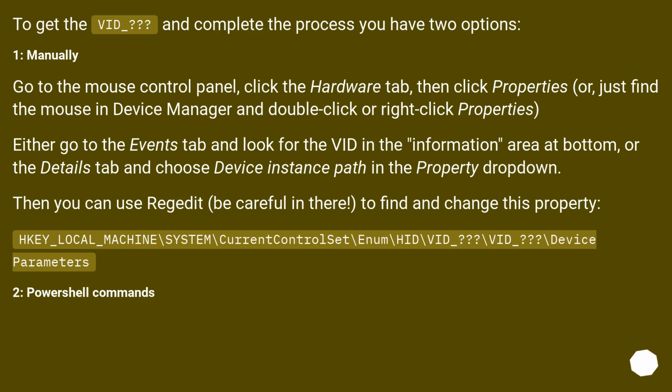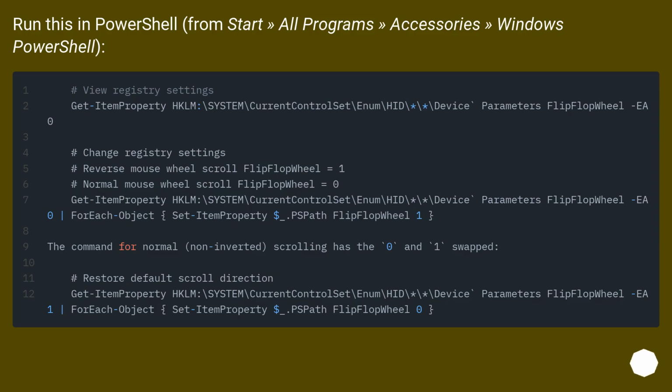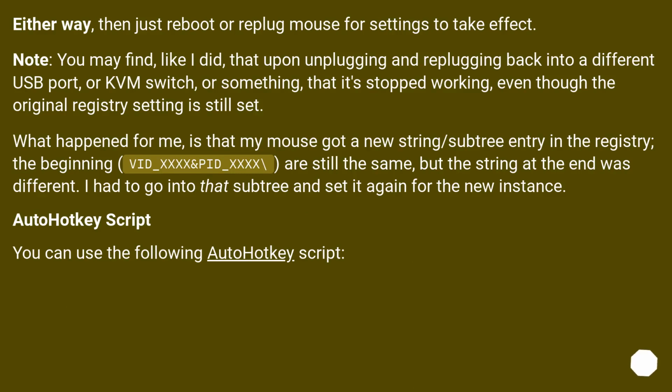HKEY_LOCAL_MACHINE/SYSTEM/CurrentControlSet/.../VID_?????????????/Device Parameters. 2. PowerShell commands. Run this in PowerShell, from Start, All Programs, Accessories, Windows PowerShell. Either way, then just reboot or replug the mouse for settings to take effect.